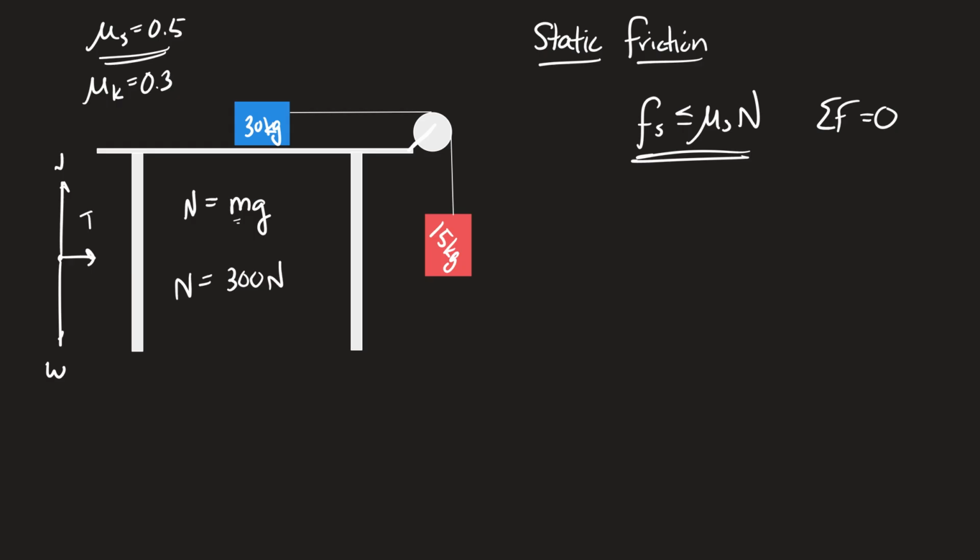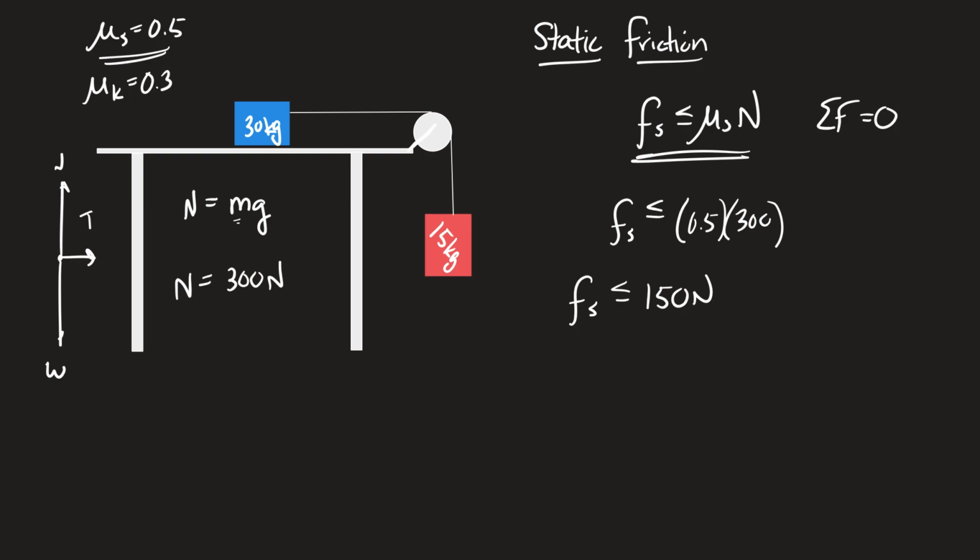So what I'm saying to you is consider this. The static frictional force has to be less than or equal to 0.5 times 300. Again, I'm not using my set of steps. I'm just rationalizing the problem. This means the frictional force that I have to work with is up to 150 newtons. I'm just doing the math.